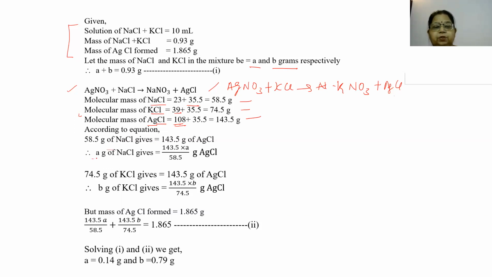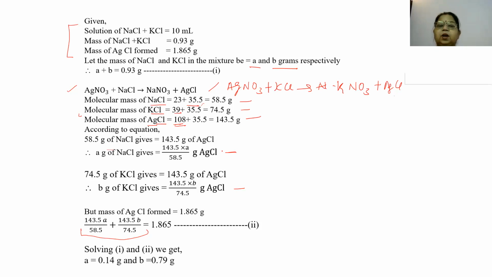Therefore, how much will A produce? So this is one thing you will get. The same equation you will write for potassium chloride. 74.5 grams of potassium chloride gives us this much. So how much will B grams produce, right? But in the question, we are given that 1.865 grams of silver chloride is produced. So that means if I do the sum of both the equations producing silver chloride, that should be equal to 1.865.